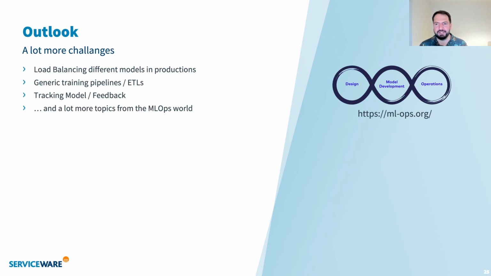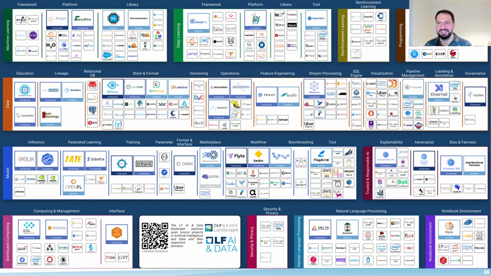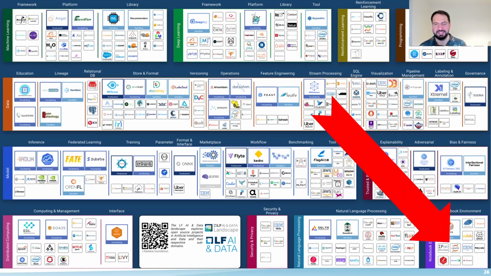If you're more interested in MLOps, I can recommend ml-ops.org, where you find introductions to all the different topics. Also, the CD Foundation has its own MLOps special interest group. And there's also a great landscape from the Linux Foundation for AI and Data, where you can see a great selection of tools all living in that ecosystem. That looks like that, by the way. And our small Jupyter notebook is down here and mentioned as well. A lot of these products have something cloud native, usually Kubernetes-flavored things, in the wrapper.